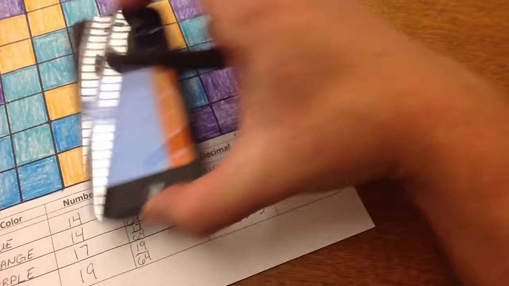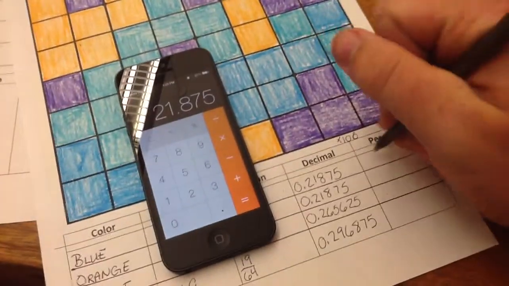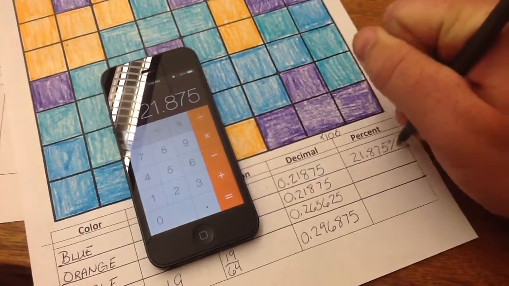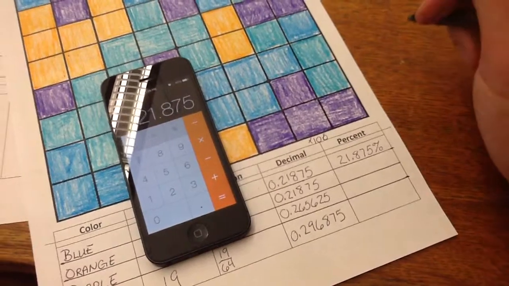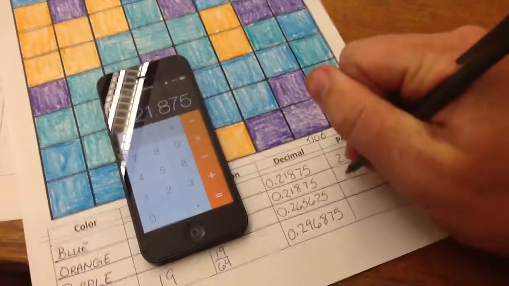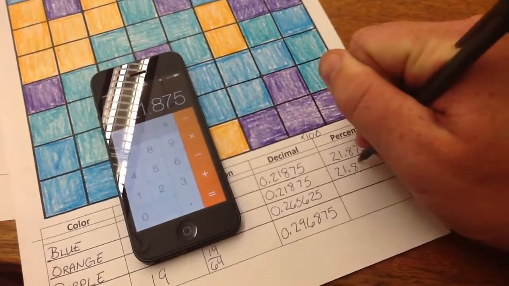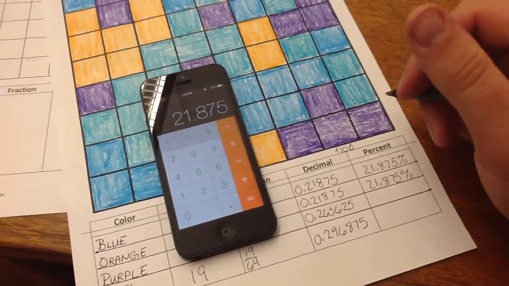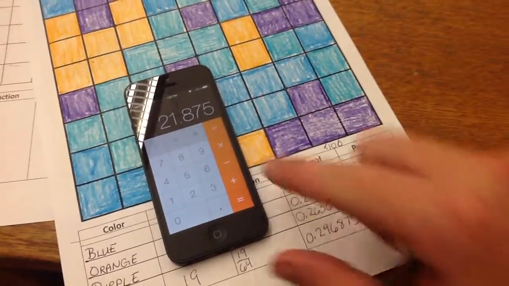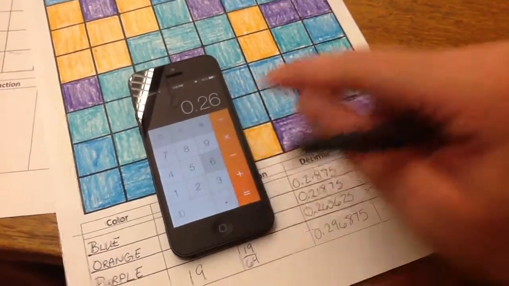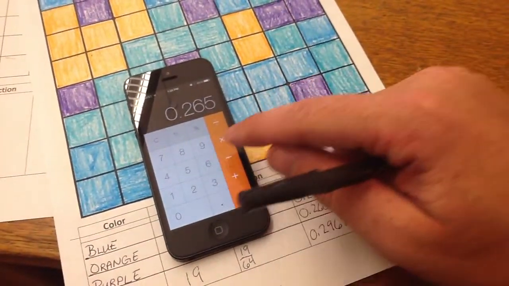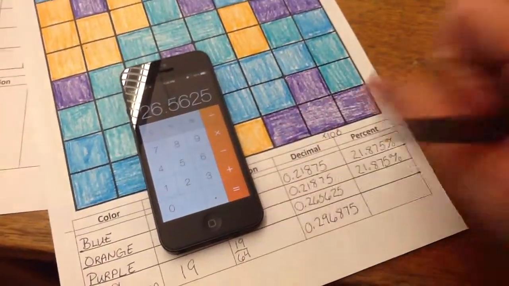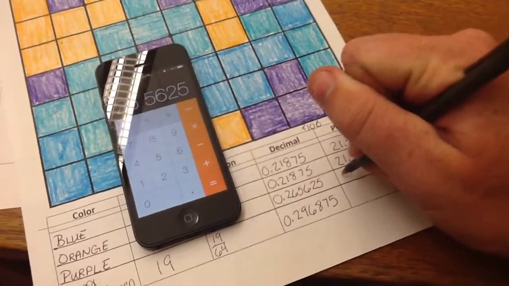We'll put a percent sign behind that. 21.875%. We'll do the same thing for the other one. It's also going to be 21.875 in my case, because again, both the decimals were the same. So if we multiply the same thing by 100, it's still going to work. This one, which was purple, was 0.265625 times 100 equals 26.5625%.